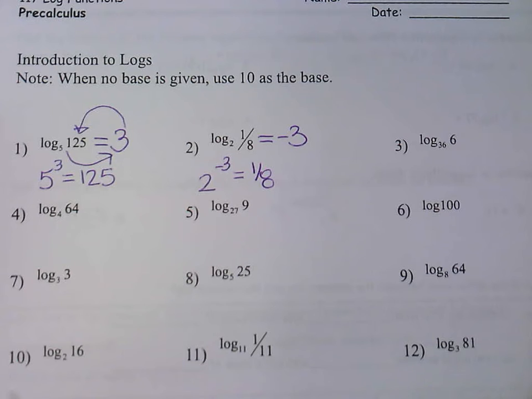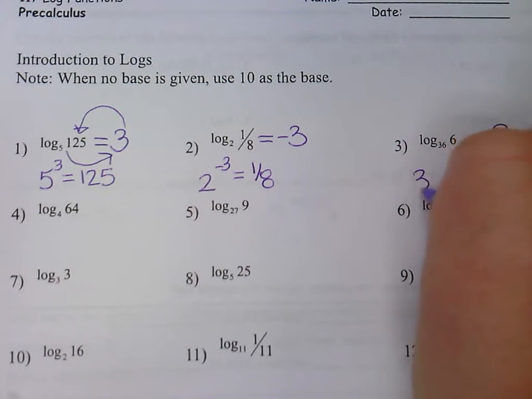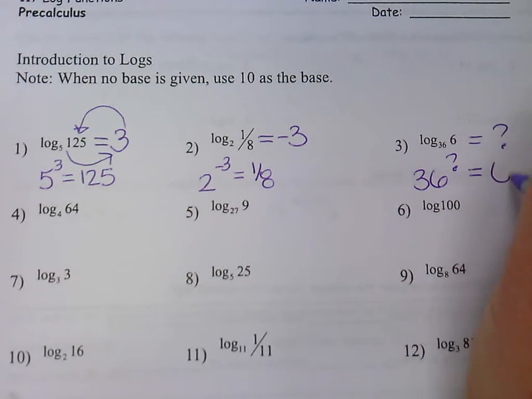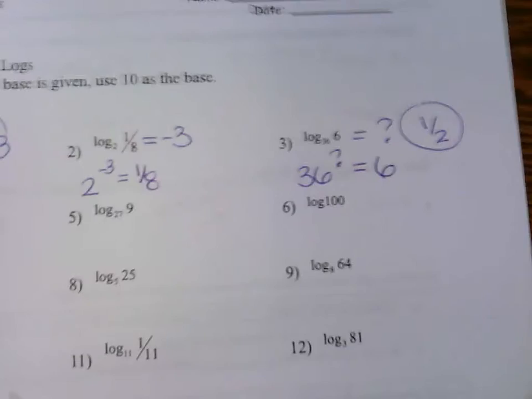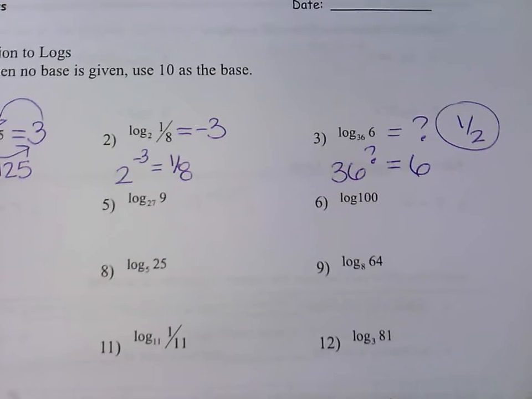So 36 to what power would give me just 6? Not 2. That would be if 6 was here. So this is the question mark. 36 to what power gets me back down to 6? So how are 36 and 6 related? But you have to put the power on the 36. Yep, 1/2, because the square root of 36 gets you back down to 6. So it would have to be a fractional exponent of 1/2.